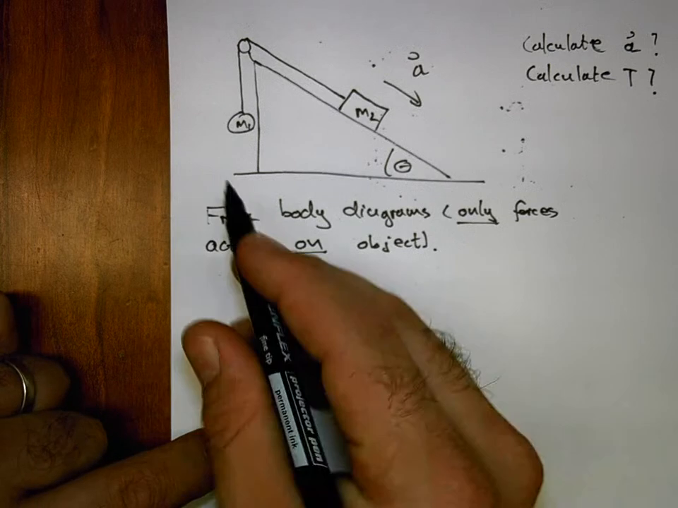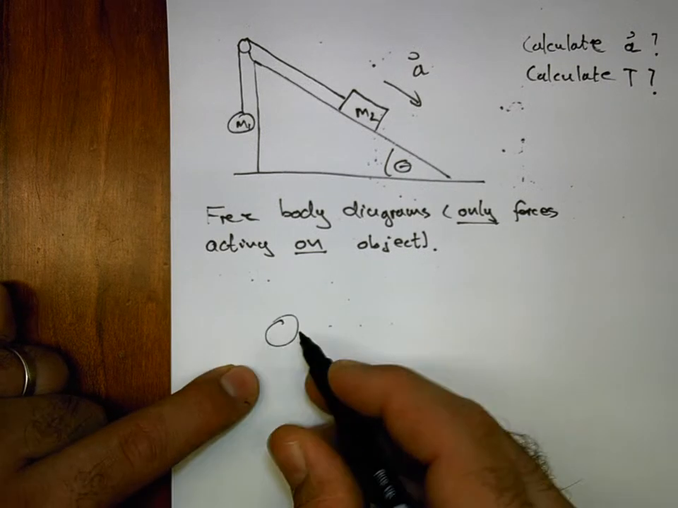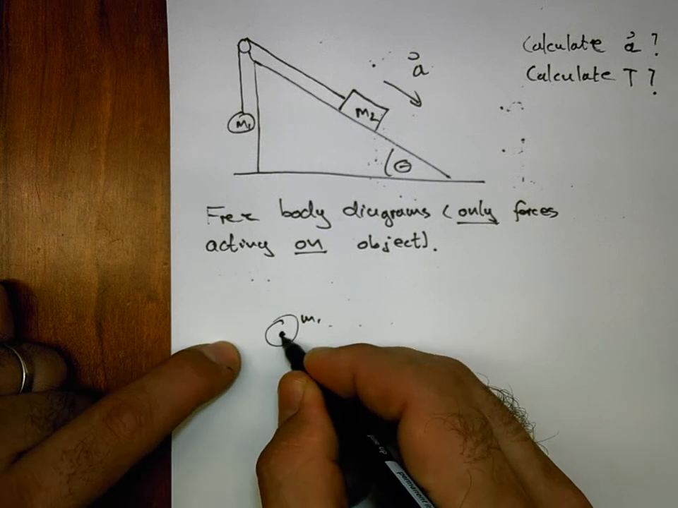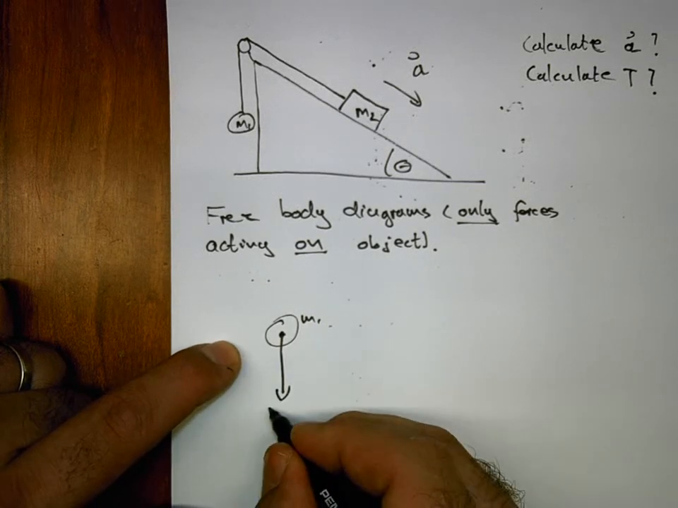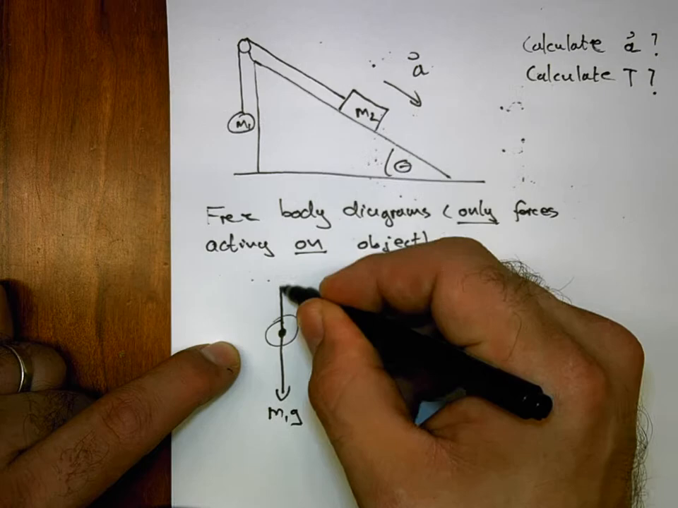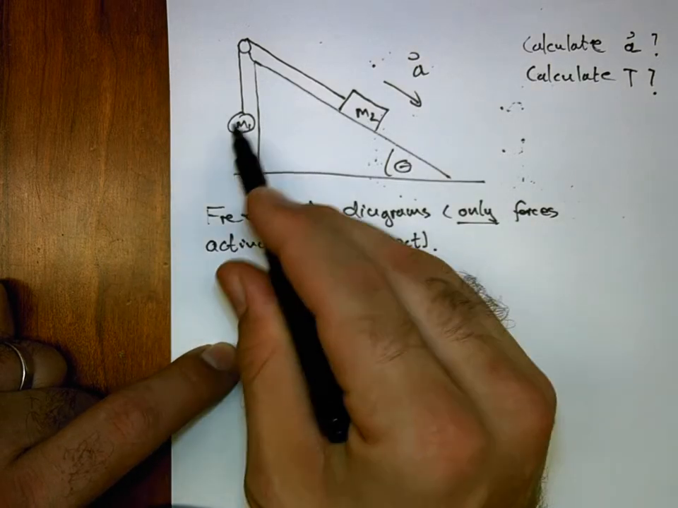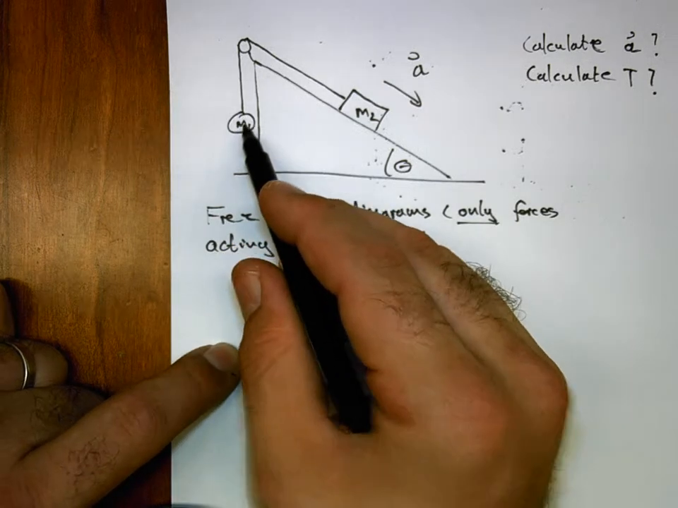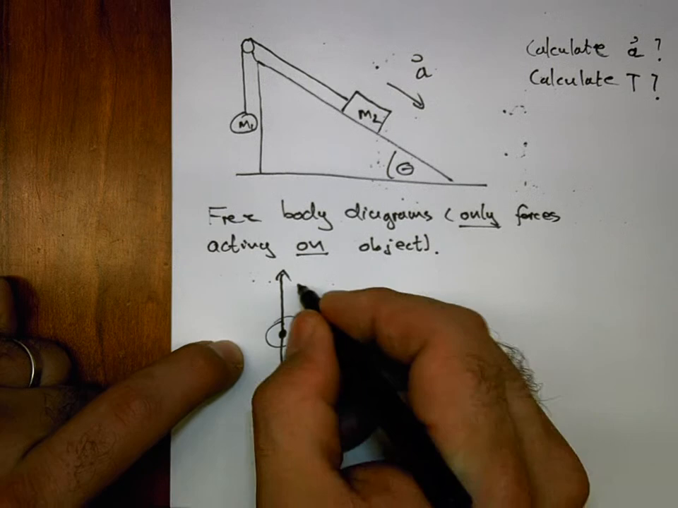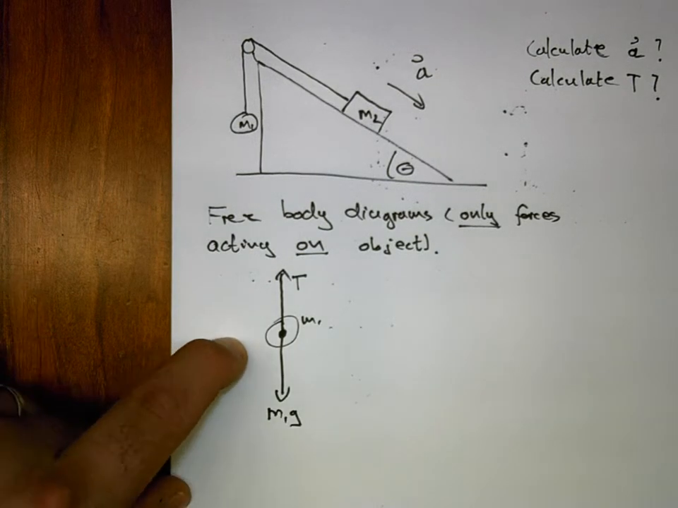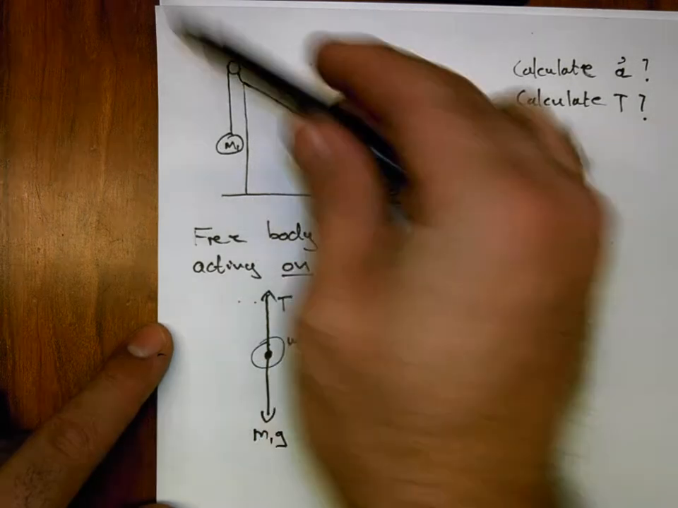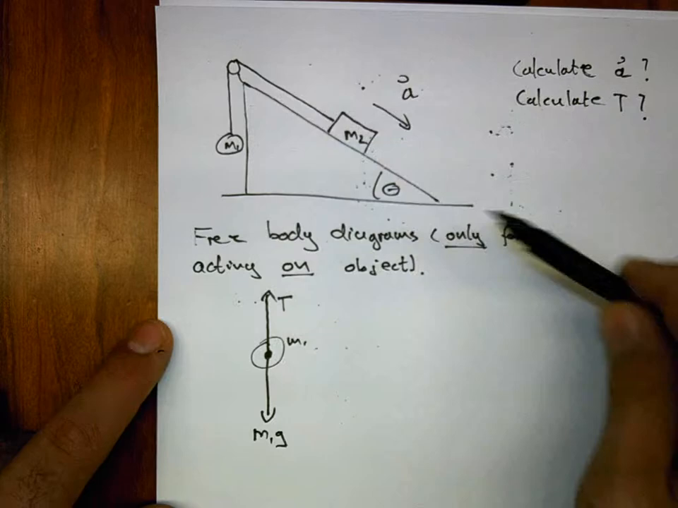So if we look at M1, it's got mass, so it will be affected by gravity. So there's a force M1G downwards, and it's connected to the cable. If the cable were to snap, this mass would just drop like a stone. So there must be some force from the cable on the mass, and that force we know is just the tension in the cable. We're given that the mass M2 is accelerating downwards, which means that mass 1 must be accelerating upwards.